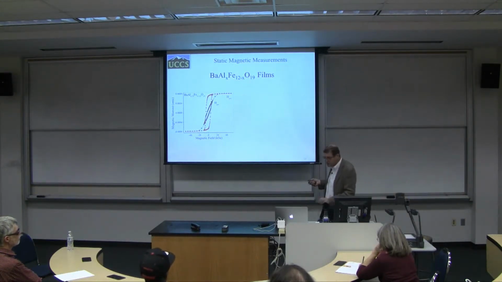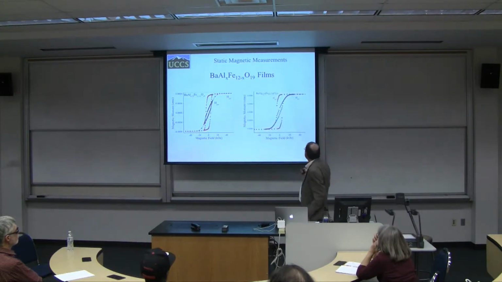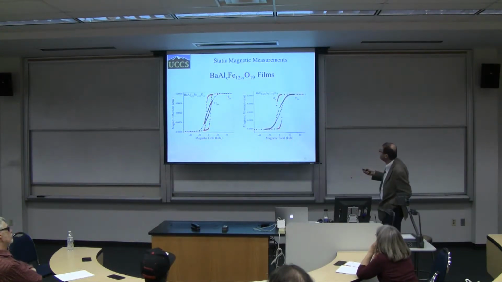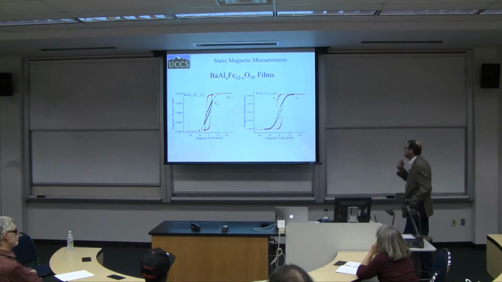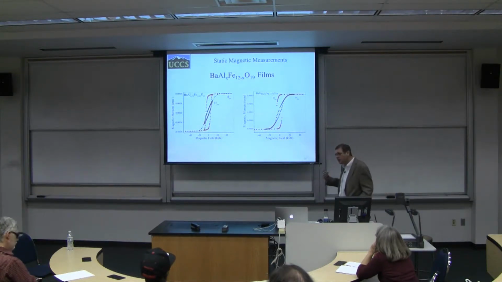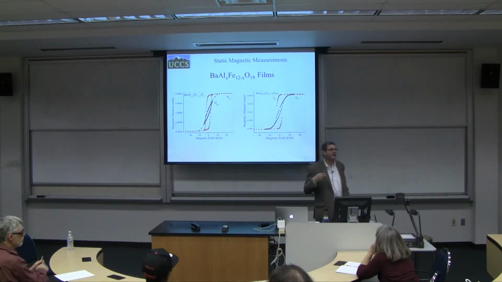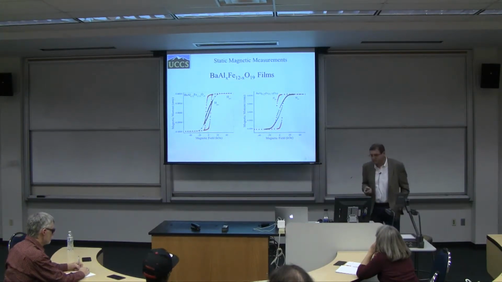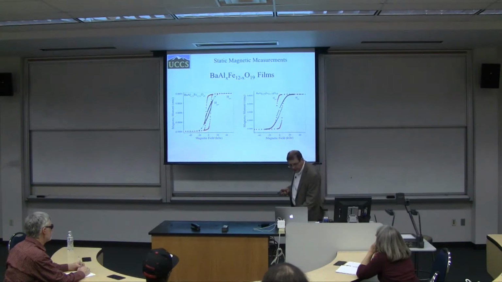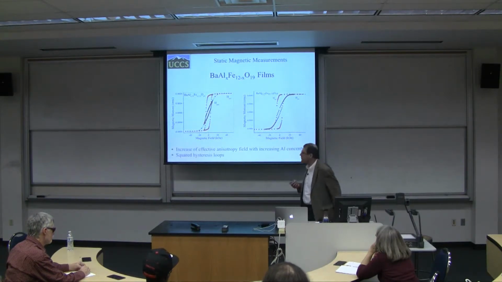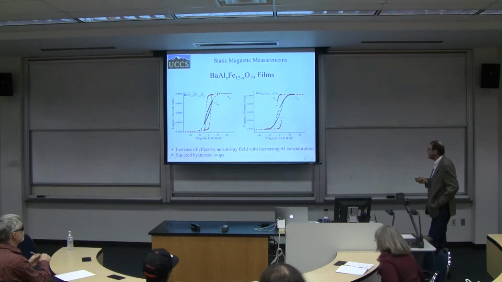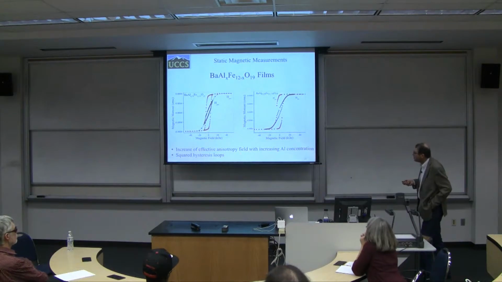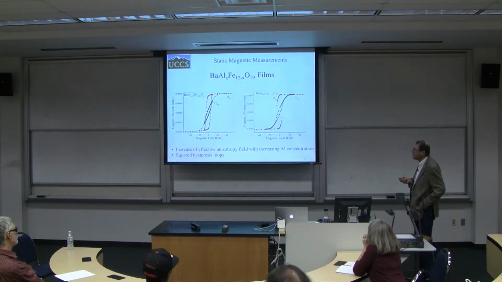If I change composition, this thing is changing. Actually, this sample has a much stronger anisotropy field than this one, and you can see the difference between aluminum content in these two samples. So just changing aluminum content in this compound, I can change anisotropies. What is important from the device point of view is that I can increase effective anisotropy with increasing aluminum content, and I can also have my hysteresis loop, which is very squared.